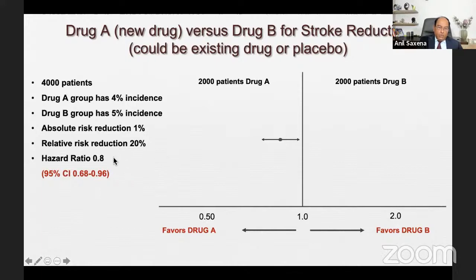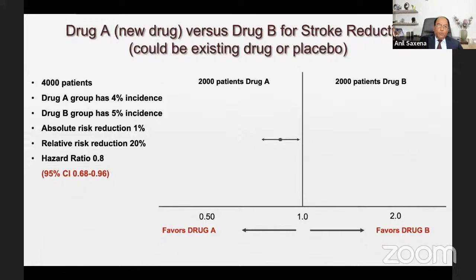And you calculate hazard ratio, which may come, say, for example, 0.8, with a 95% confidence interval, 0.68 to 0.96. So this is the confidence interval, and this is the point estimate. You have a lower bound, you have an upper bound. Now you know that your confidence interval is not touching the line of no difference. If it touches, then the trial becomes non-significant. But if the entire confidence interval is on this side, then you can say that drug A is more effective, because your confidence interval is coming on this side, the hazard ratio is 0.8, and the entire interval is on this side of the line of no difference. So you call this trial positive.